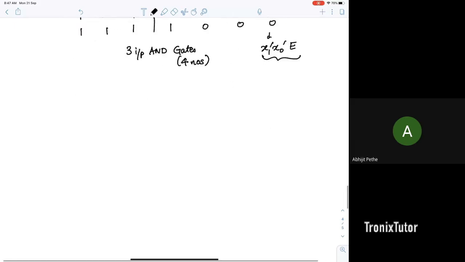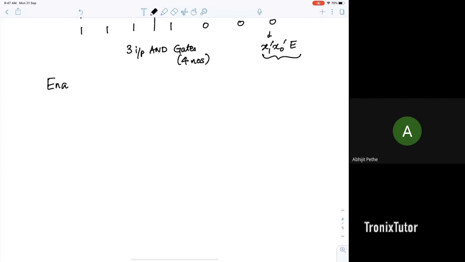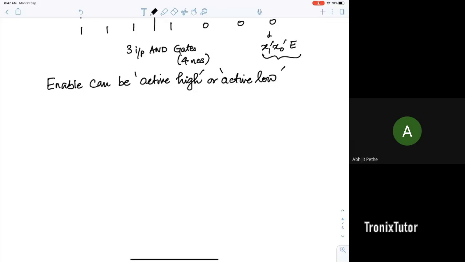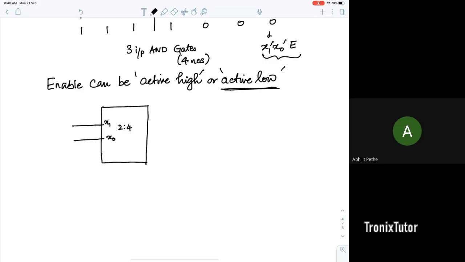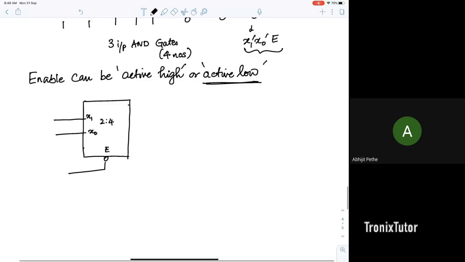And one last thing I want to leave you with is, enable again can be active high or active low. And more often than not, you'll find chips which are active low. So what does active low mean? Remember, if I go back to the same 2x4 decoder, this is x1, this is x0. The enable will be shown like this. That is, this chip will work only when enable is 0. When enable is high, this chip will not work.